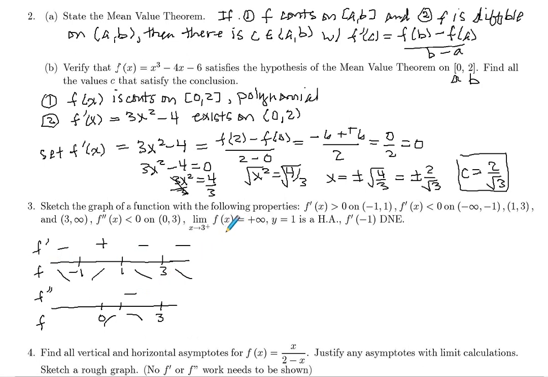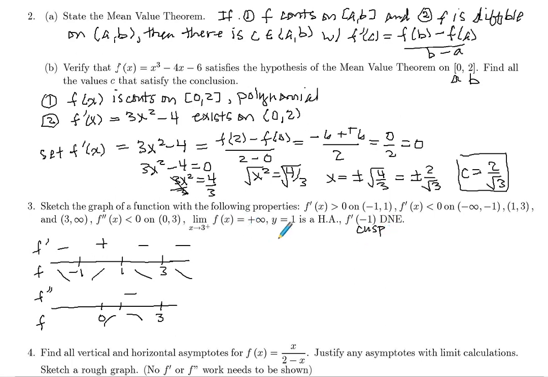We also have an asymptote. As x approaches 3 from the plus side, f of x goes up to positive infinity. And then y equals 1 is a horizontal asymptote. And then f prime at negative 1 does not exist. So here at negative 1, f prime doesn't exist, so that would imply that we've got a cusp there. Or a vertical tangent would be another possibility. So probably a cusp would be the easiest thing to draw.